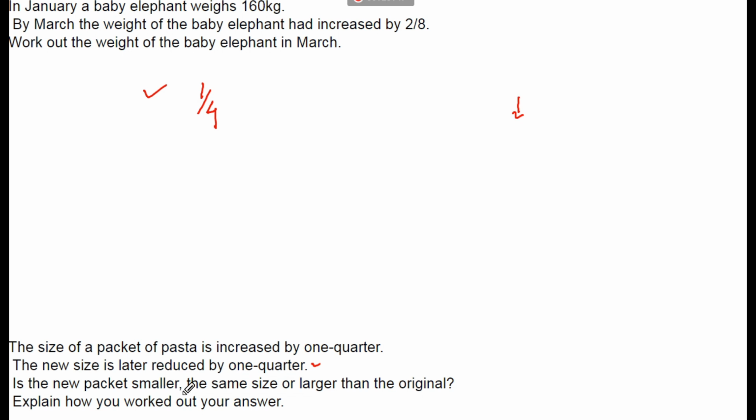Is the new packet smaller, the same size, or larger than the original? So in this question, what thing you are actually given? The fraction only. Okay, we are given 1/4 of pasta packet is increased. So 1/4 of what we can do? 1/4 of 100 we can do. Why? Because whenever we talk about fraction, if I say I got 3/4 of the numbers, it means I got 3/4 of 100.